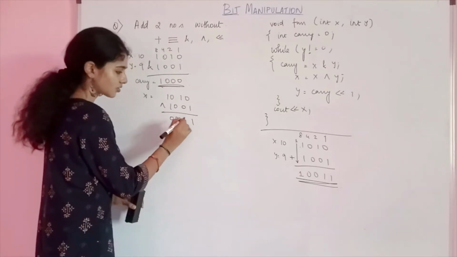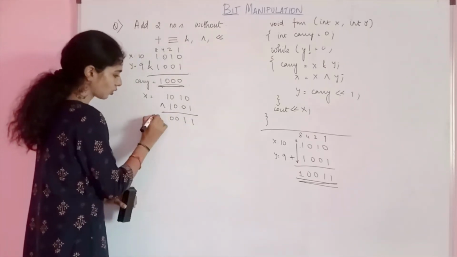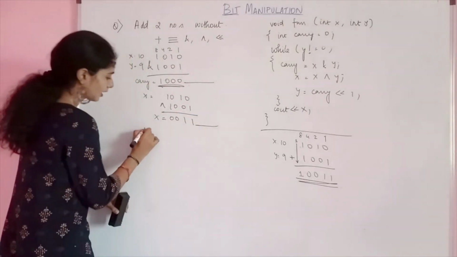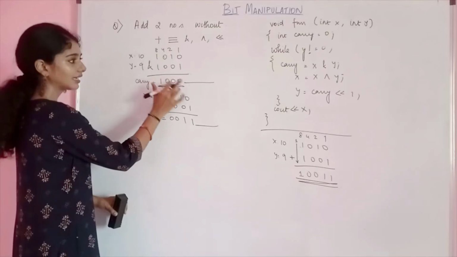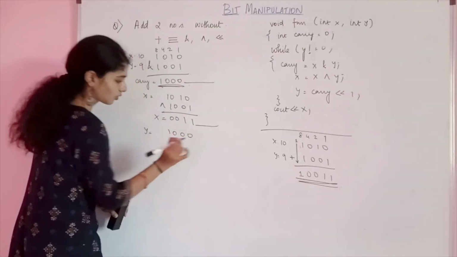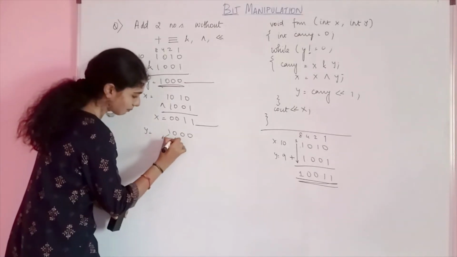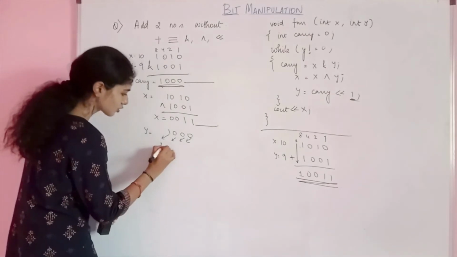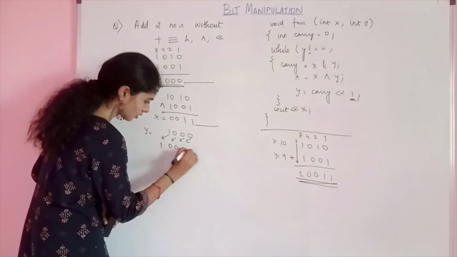So it's going to be 0 0 1 1. So x is going to hold what? 0 0 1 1. Fine. And y is equal to what? Carry is going to get left shifted. So rather than 1 0 0 0, I will left shift it by how many bits? 1 bit. Alright. So it becomes 1 0 0 0 0, which is what?